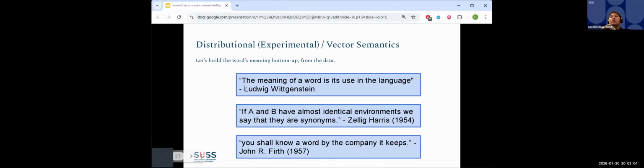If we look at experimental or vector semantics, we can build a word's meaning from different forms of data. So these are different people and how they postulated how the meaning of words comes out. The meaning of a word is its usage in the language. If A and B have similar environments, we say that they're synonyms. And you shall know a word by the company it keeps, so the words around it. Now we're talking about the experimental understanding of words.